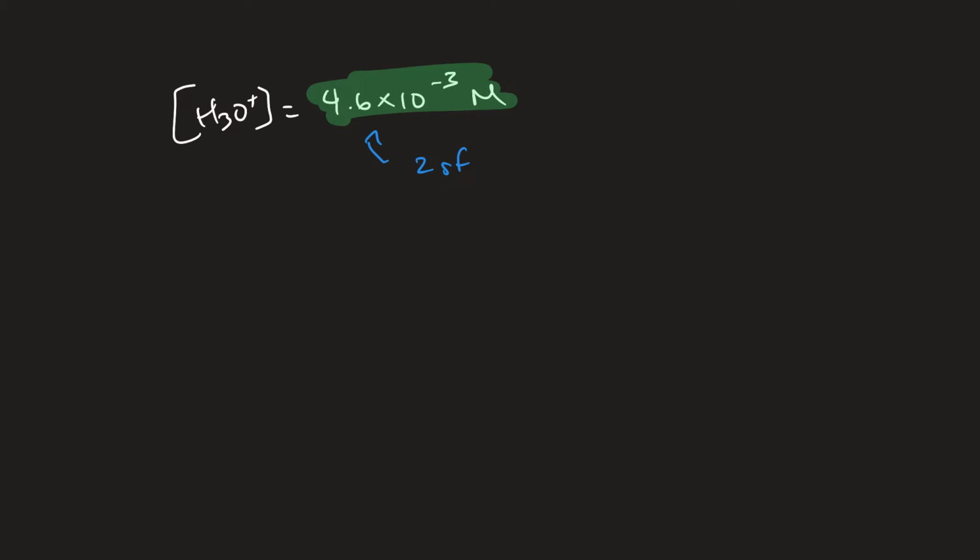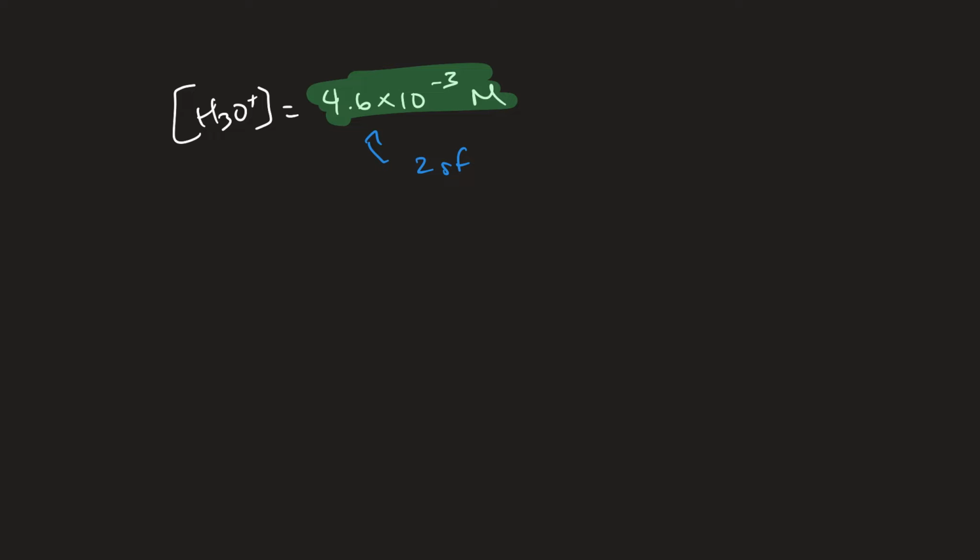Now, we must also consider this when we're going on the flip side. For example, if we know that the concentration of hydronium is 4.6 times 10 to the negative 3 molarity, because this is strictly concentration and not pH, all the digits here are significant. So in this case, we have 2 significant figures.